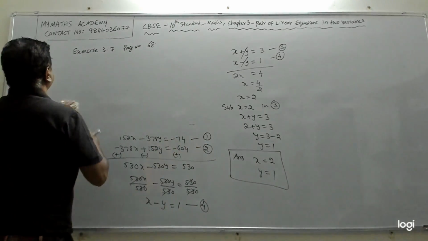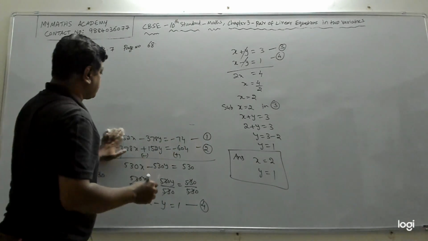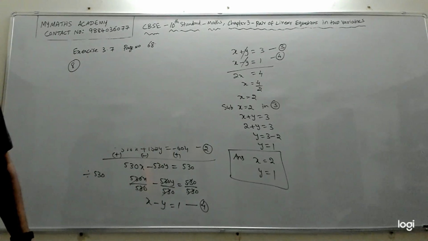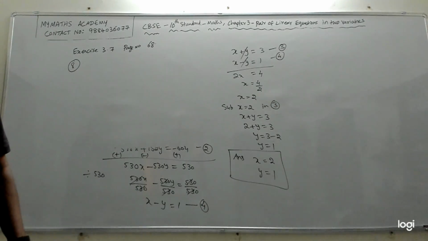So that is the eighth problem. What is given in the textbook? There is a diagram given. ABCD is a cyclic quadrilateral. Find the angles of the cyclic quadrilateral.